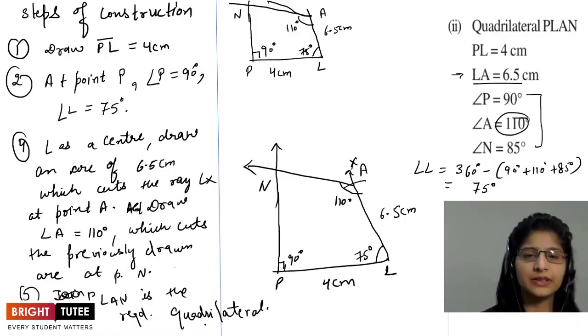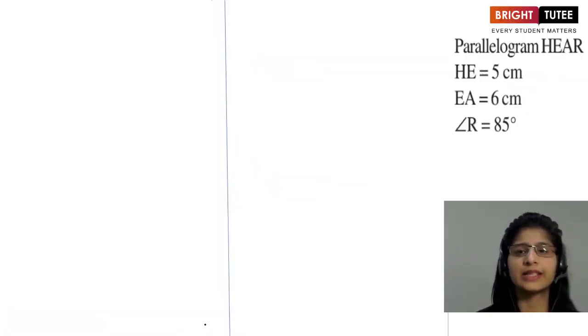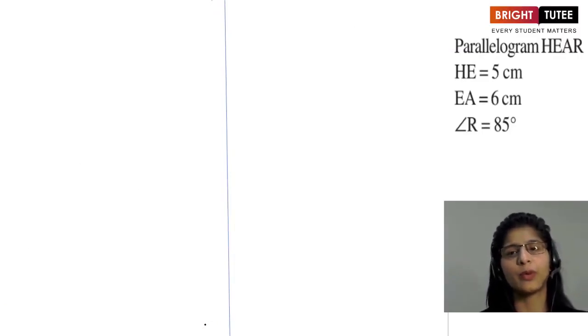Now, next one. Here is one more question. We have to draw a parallelogram here, and HE is given, EA is given, so two sides are given and one angle is given.